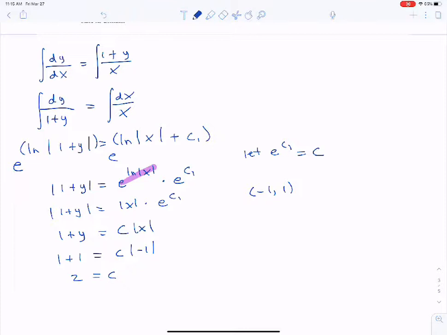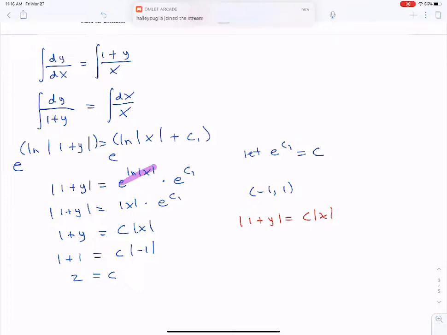So the question was asked, just really quickly, how did I get rid of the absolute value? I want to remind you, when we get rid of absolute value, let's take one step back really quickly, and I'm going to do this in red. So let's go from here. I have 1 plus y equals c times the absolute value of x. I think you guys would agree that that's absolutely true. Why can I get rid of the absolute value?